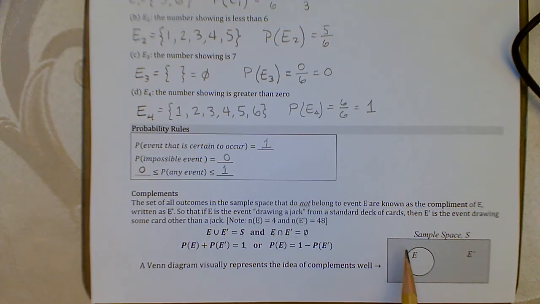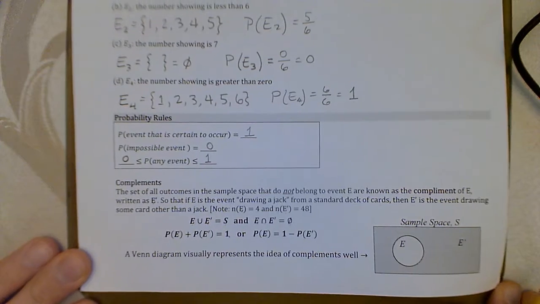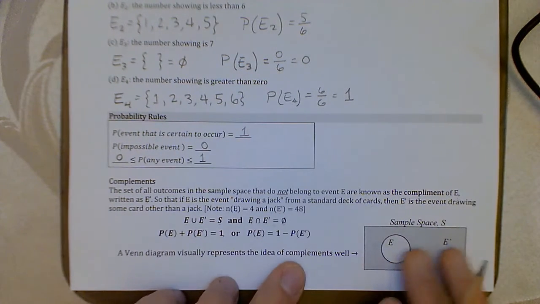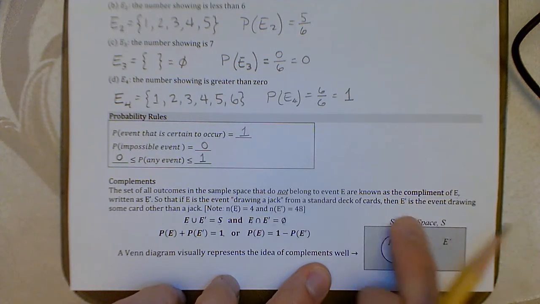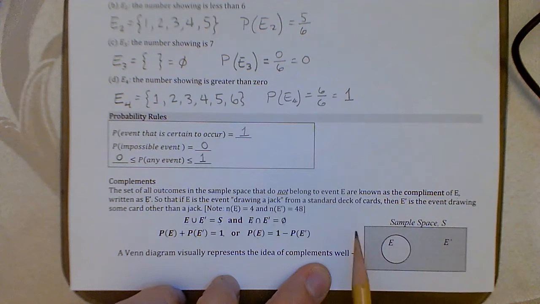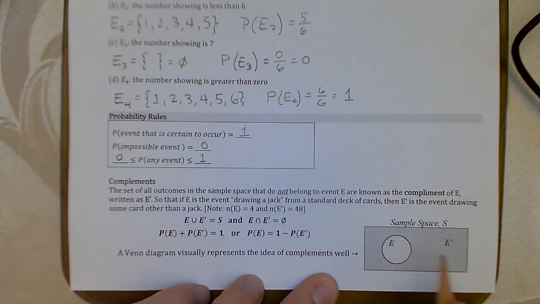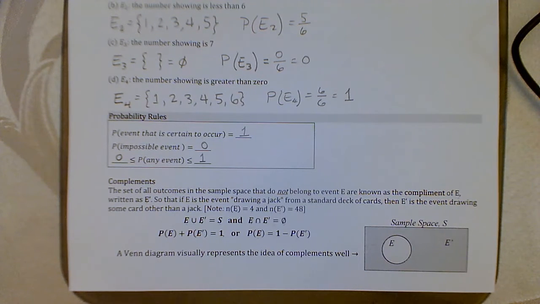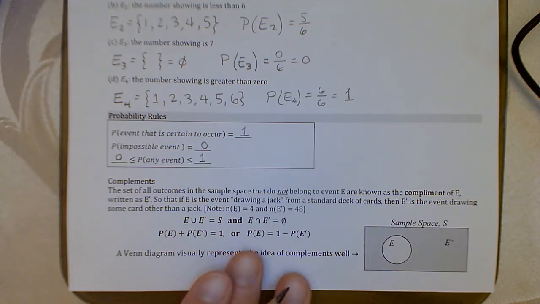So this Venn diagram kind of demonstrates the idea here. These are not overlapping events, right? So this is sample space S, and we're either E or we're not E, right? The complement of E, or E prime. There is no overlap between the two, all right? All right, let's go on to page 2.